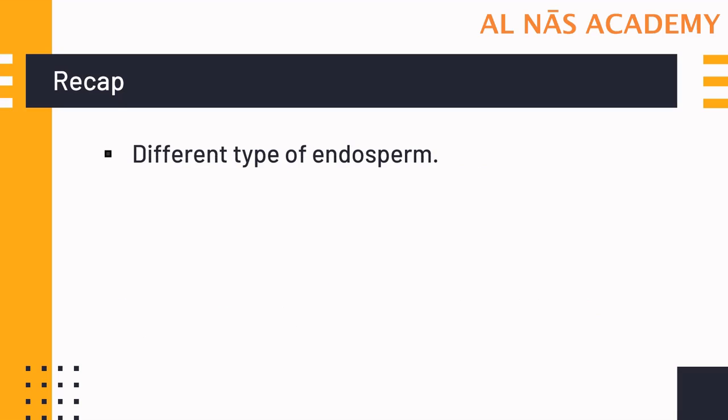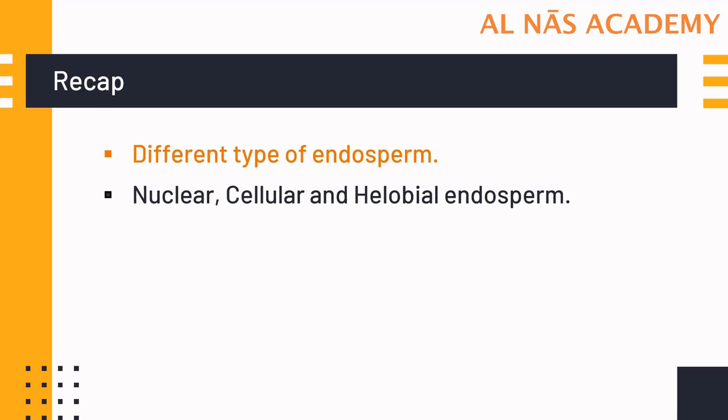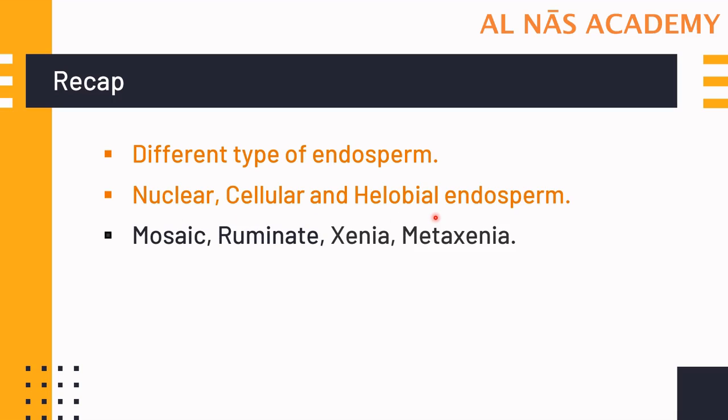A quick recap: we have studied different types of endosperm: nuclear endosperm, cellular endosperm and Helobial endosperm. In nuclear endosperm, only nuclear division takes place, no cytokinesis. In cellular endosperm, every karyokinesis is followed by cytokinesis. In Helobial endosperm, it is intermediate between the cellular and the nuclear type of endosperm, and the divisions taking place in all these steps are mitotic divisions. Then we have also studied the Mosaic endosperm, ruminate endosperm, Xenia and Metaxenia.